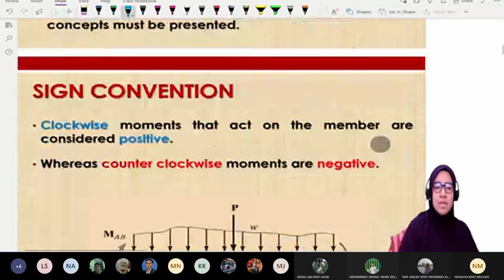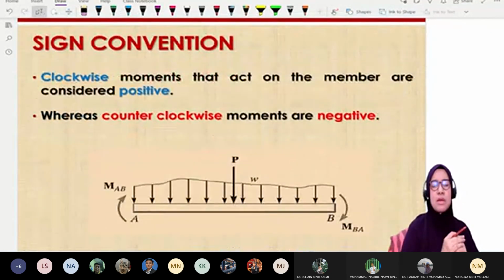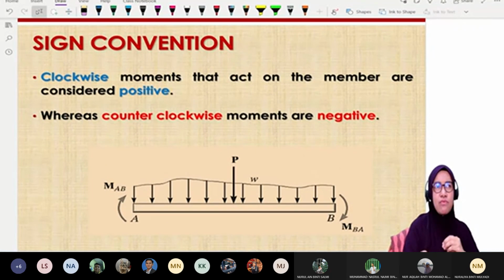Okay, about sign convention. The sign convention for the moment distribution method suggested by Hibbeler is clockwise. I mention Hibbeler because if you refer to another text or another reference book, the other book may have a different direction. For example, Aslam Kasim Ali.